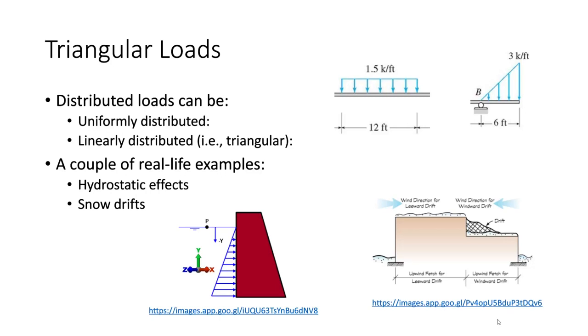distributed. And I'm sure some of you are thinking, oh, come on. We don't see that in the real world. Yes, we do. I'm going to give you 2 examples of where we see triangular load distributions in the real world that directly applies to civil engineers. The first is hydrostatic effects. So this is either water or earth pressure on a dam. As you decrease in depth, the load increases, and so you have a triangular distribution of force on that dam.